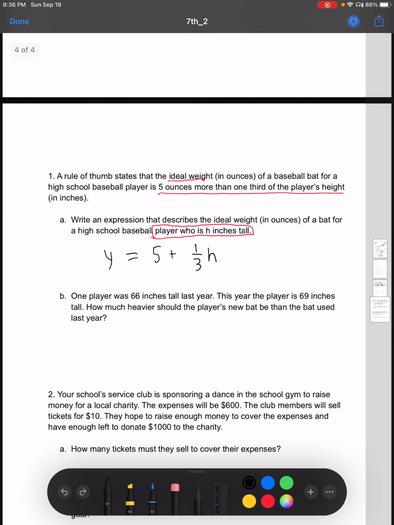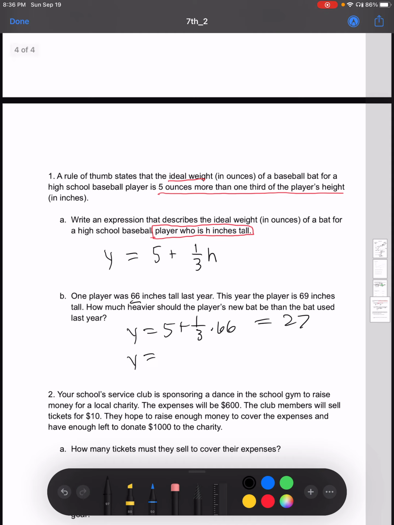Part B. One player was 66 inches tall last year. This year, the player is 69 inches tall. How much heavier should the player's new bat be than the bat used last year? Well, we can just plug in two numbers into our earlier expression to find out the answer and just find the difference between the two. First, let's plug in 66. That would turn out to be 27. 1/3 of 66 is just 22. You add that to the 5 and you get 27.